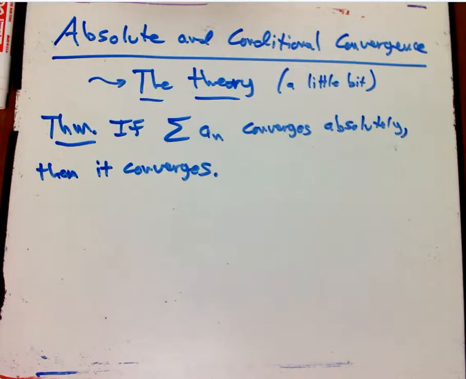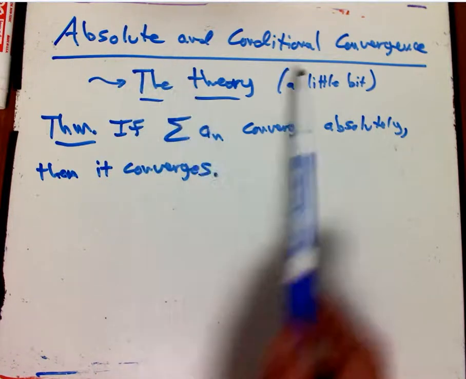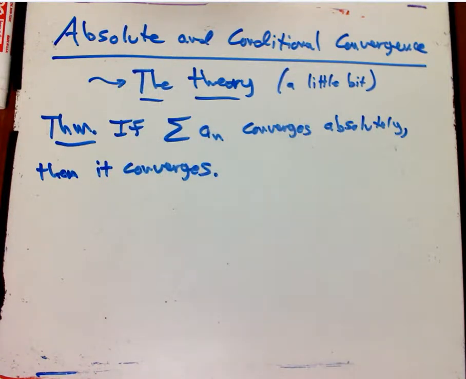So this is a video about a little bit of the theory of absolute and conditional convergence. And it's not incredibly necessary if you're just doing a BC Calc version, but it's really cool stuff.